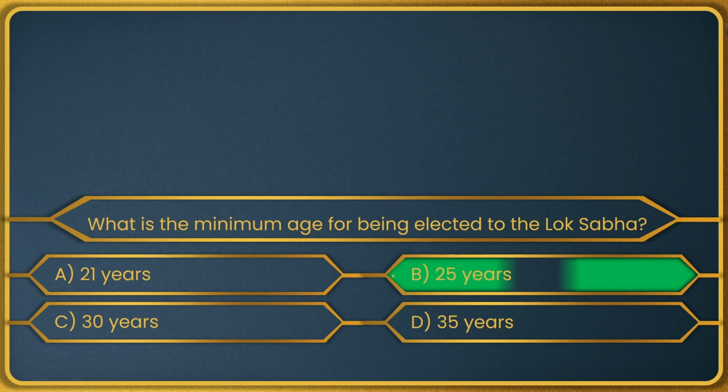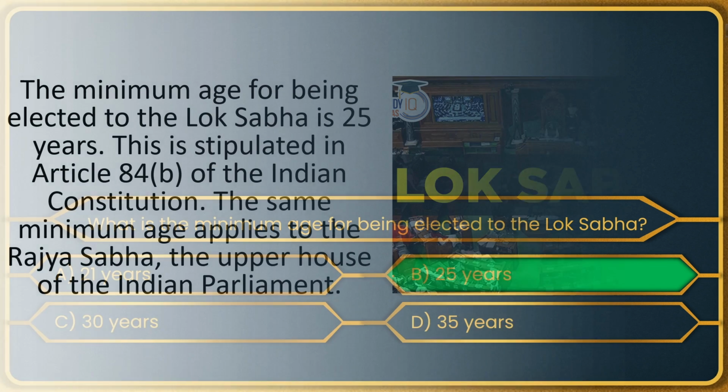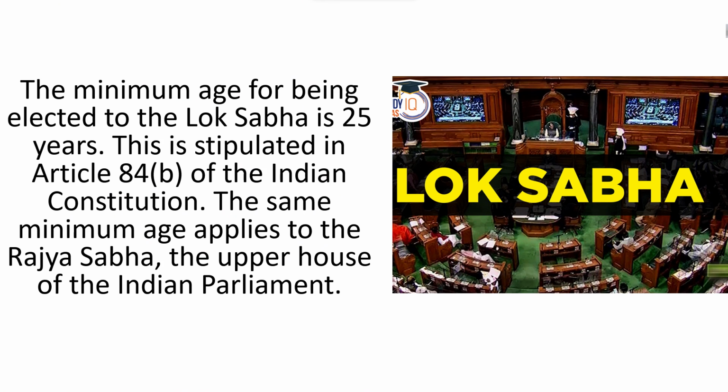Answer. Option B. 25 years. The minimum age for being elected to the Lok Sabha is 25 years. This is stipulated in Article 84(b) of the Indian Constitution. The same minimum age applies to the Rajya Sabha, the upper house of the Indian Parliament.